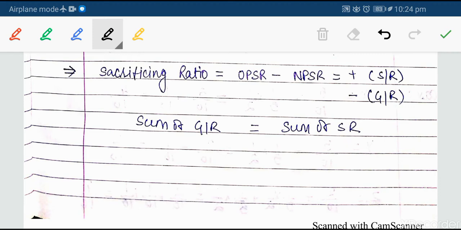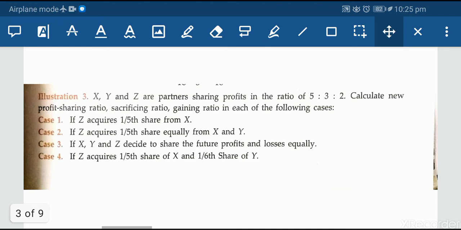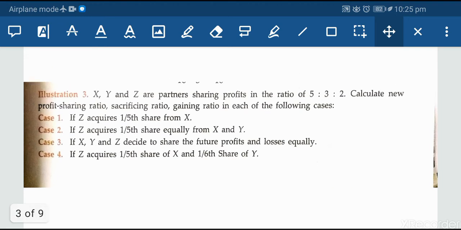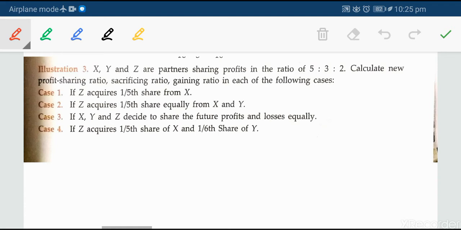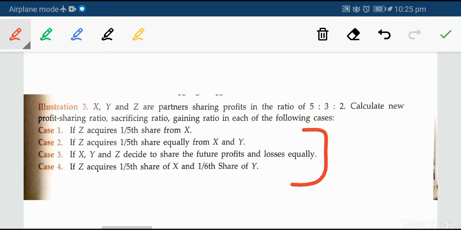Now we will move to another question, and the question is this one. X, Y and Z are partners sharing profits in the ratio of 5:3:2. Calculate new profit sharing ratio, sacrificing ratio, gaining ratio in each of the following cases. If Z acquires 1/5 share from X. These are the 4 very important cases. These 4 cases will help you to solve the questions given in your book. So we have to be very careful in all these things.